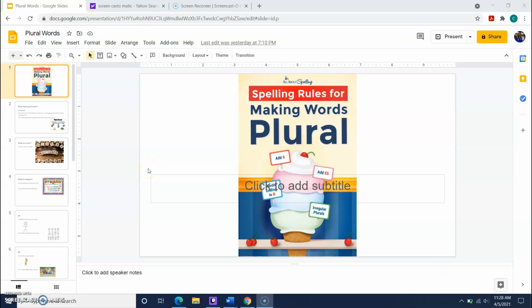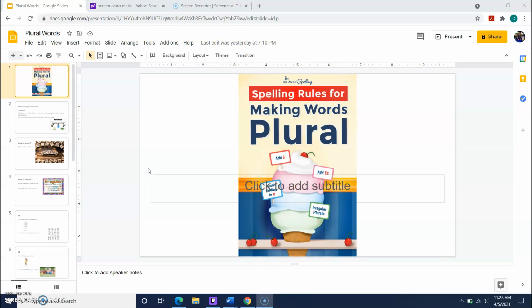Hi class, today we are going to be learning about plural words, okay? So how do you know if something is plural? Yeah, there's going to be more than one of something. There's more than one of you, so I would say I have many students instead of just saying I teach students. We would need to make that plural.